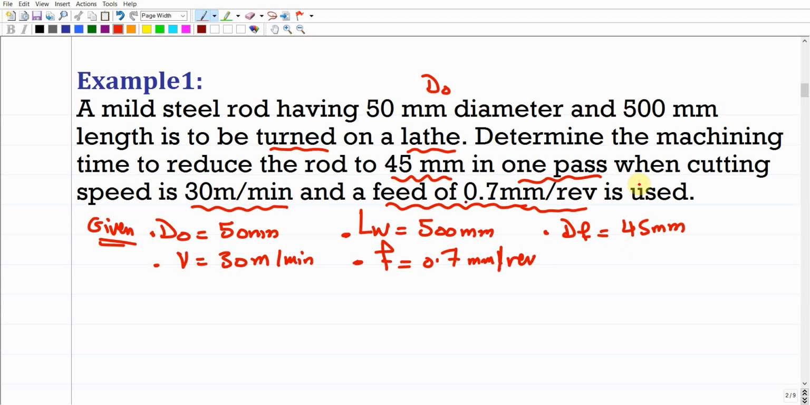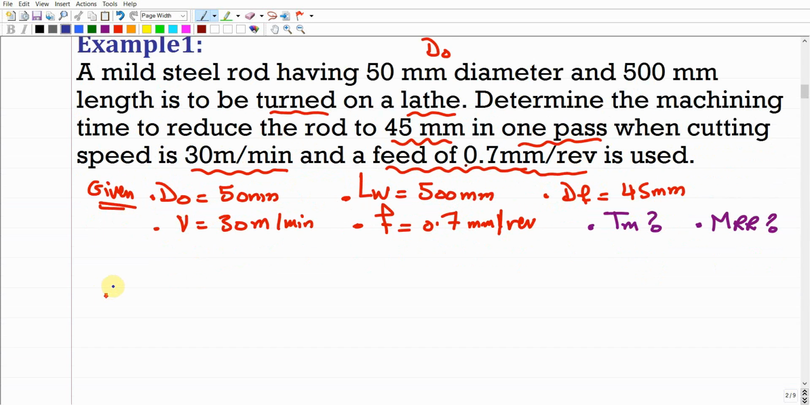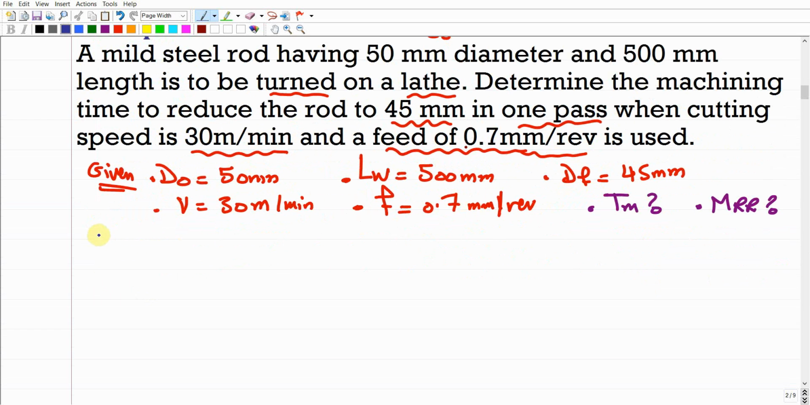So this is the given data, and again it is just required to calculate the machining time. In addition to the machining time, let us also calculate the metal removal rate, how much it is. Although the metal removal rate was not required for this example, I'm just going to explain to you how we can calculate it.